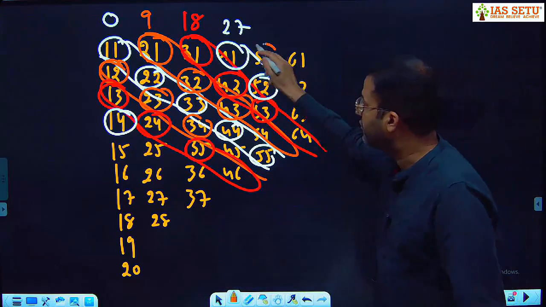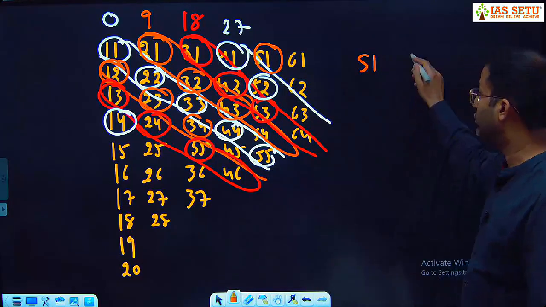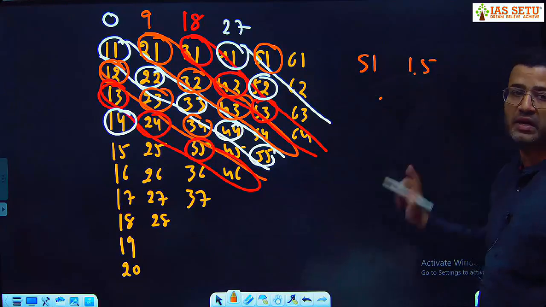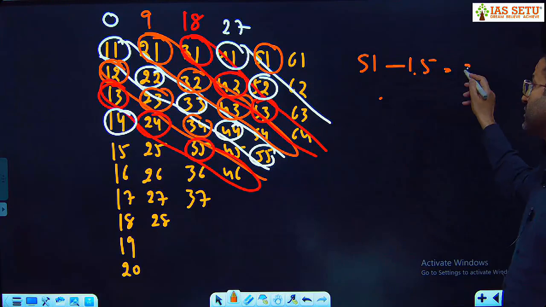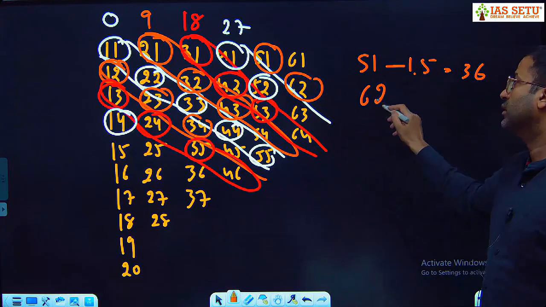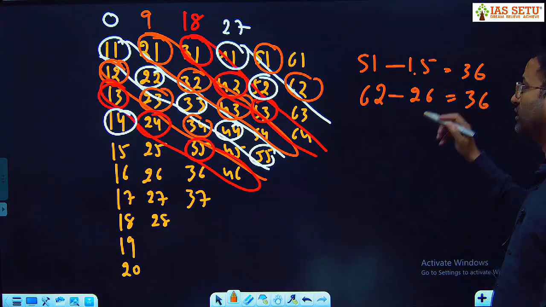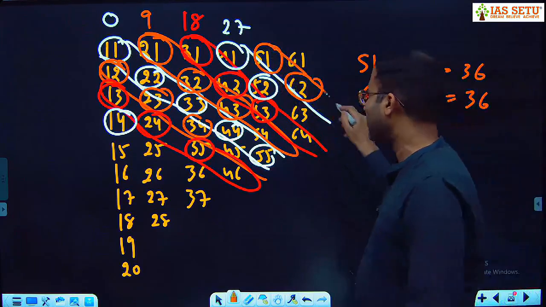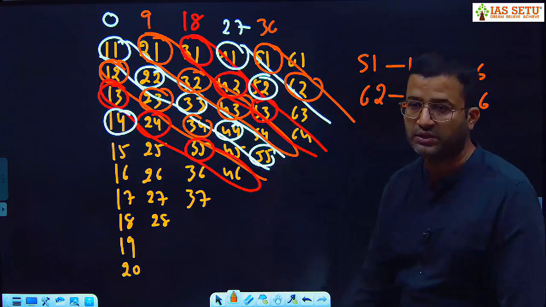You take 51. Okay. You reverse 51. You get 1 and 5. 1 is written first, 5 after. Reverse the order means you have to write them backwards. And take the difference. It is coming 36. Similarly, check 62. If you reverse 62, you get 2 and 6. What is your difference? 36. So if you take any value here and you reverse the order, your difference is coming 36.